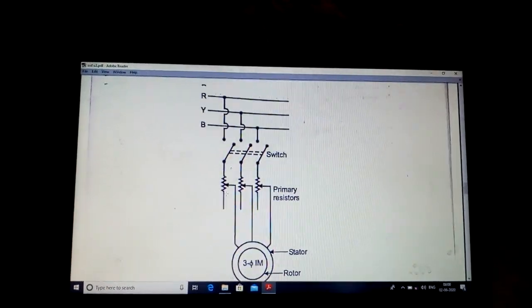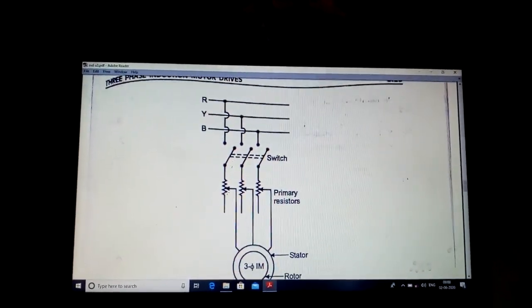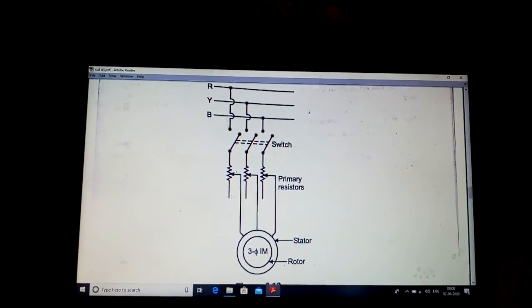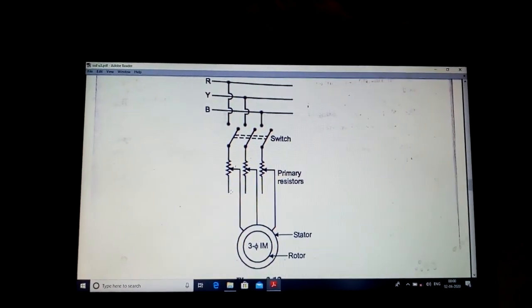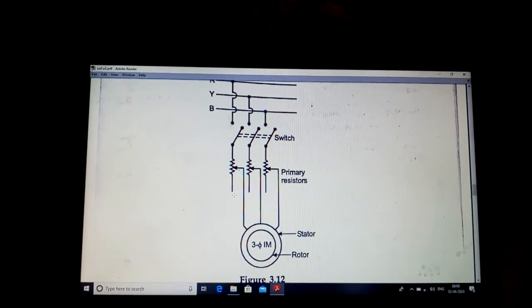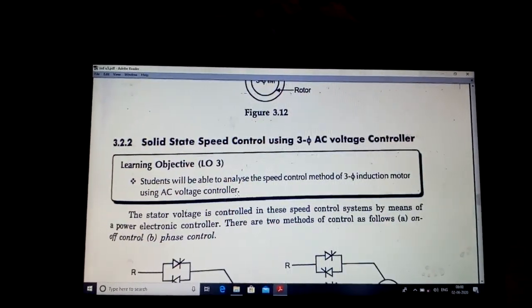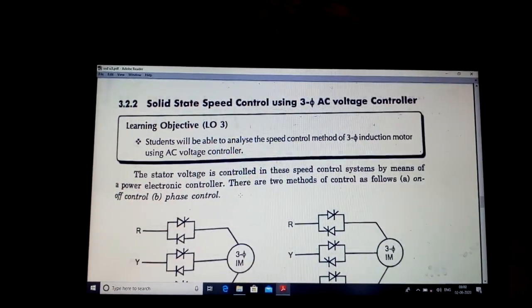This figure shows the second method, connecting a primary series resistor with the stator side. By varying the resistance value, the speed of the motor can vary.